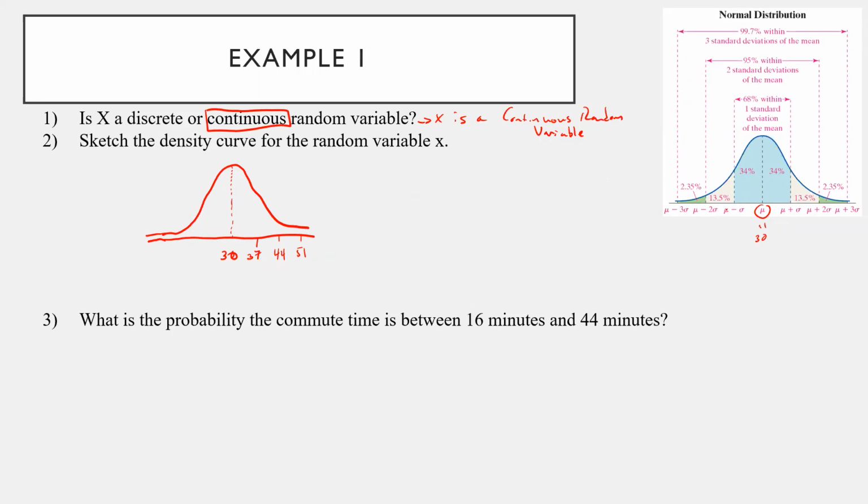So now I'm going to do the same thing on the other side. I'm going to subtract some standard deviations. I'm going to take 30 minus 7, which gets me 23. I'm going to subtract another 7, and when I subtract another 7, I get 16. And then when I subtract another 7, bad math today, I'm going to get 9.